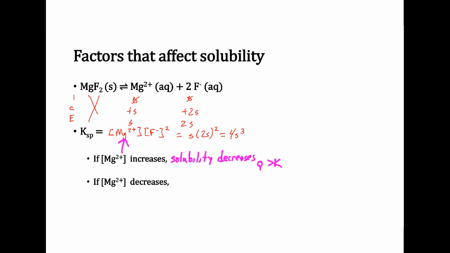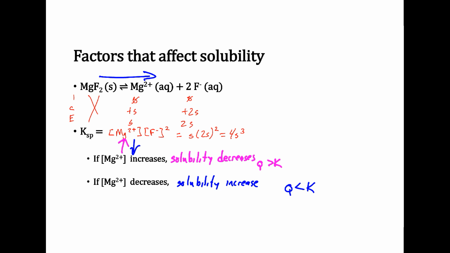So if we were to decrease this concentration, that means our Q value, our reaction quotient, will be less than our equilibrium constant. So the reaction is going to push towards the right. It's going to favor the products, which means it's going to become more soluble. So the solubility will increase.